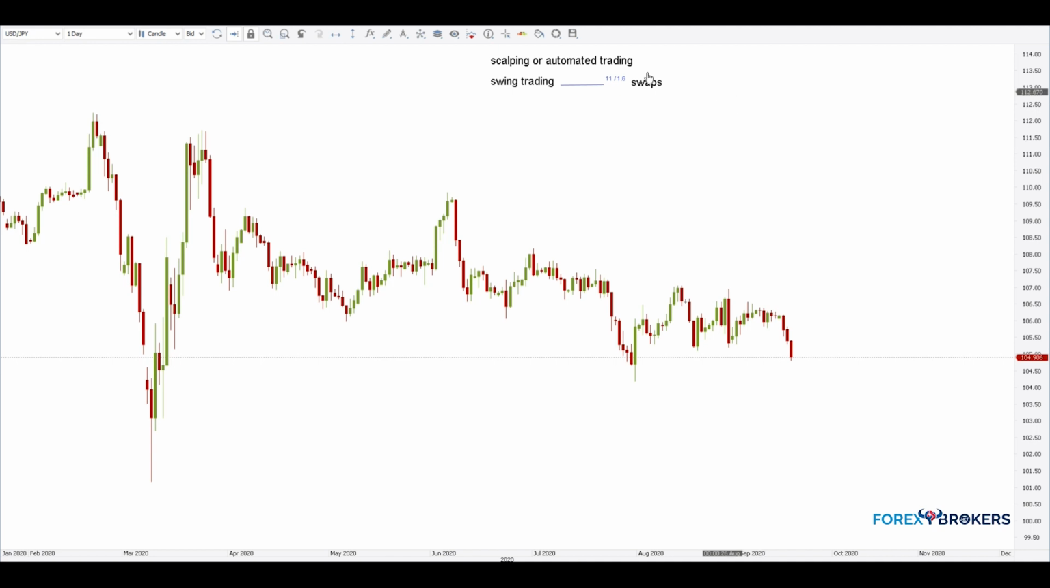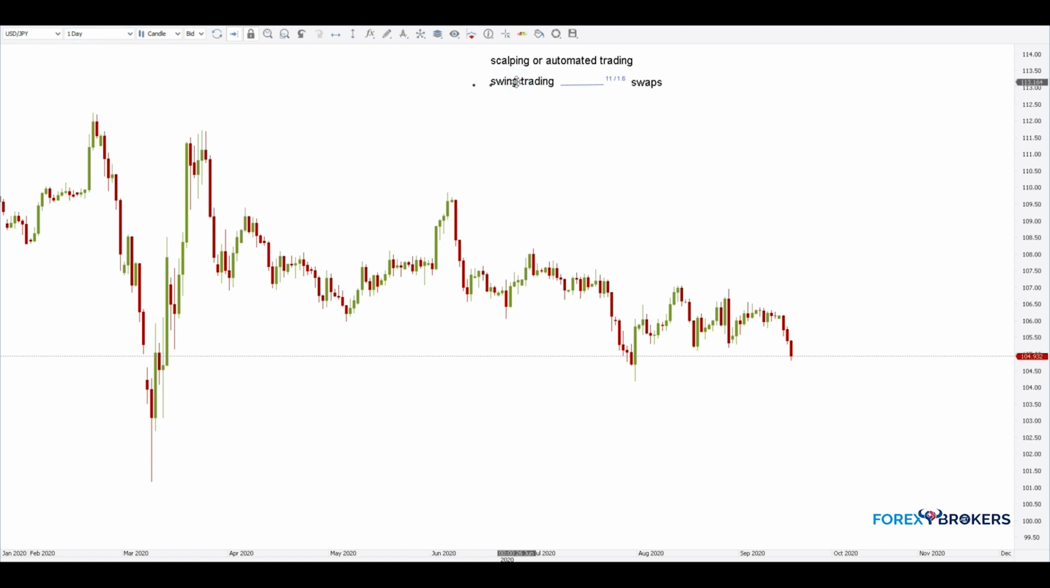So one disadvantage is negative swap. If you consider trading a pair with a negative swap, then you must account for the costs caused by it. So swing trading, any trade that you may take between the hourly chart to daily chart, may take a few hours to a few weeks or even more.